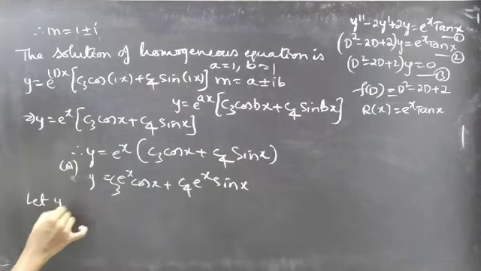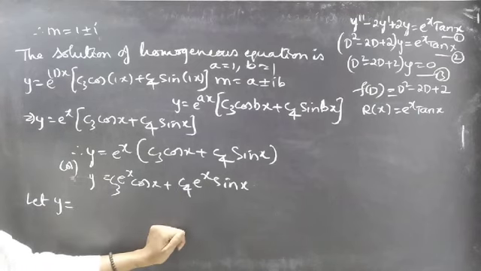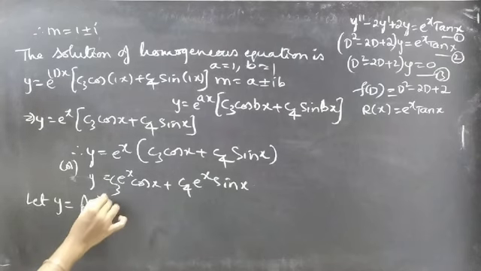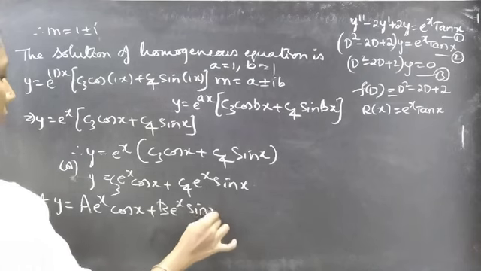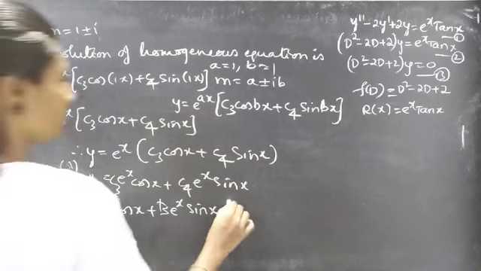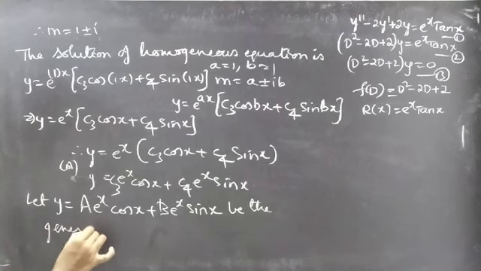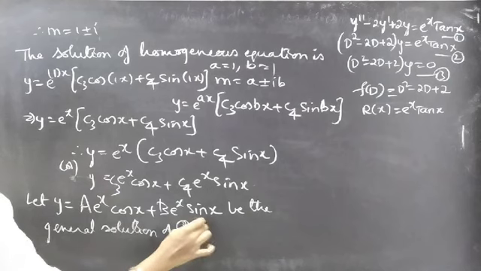Now replace the constants C3 and C4 by functions of x, a and b, that is, the parameters C3 and C4 can be replaced by the functions a and b. Then we'll get y equal to a e power x cos x plus b e power x sin x, which is the general solution of equations 1 and 2.